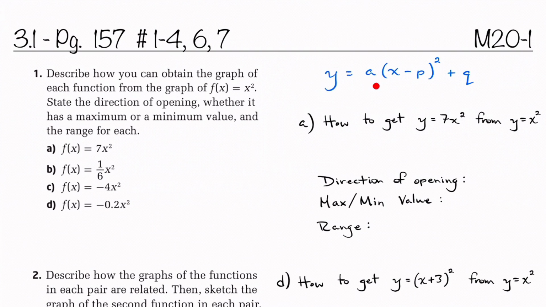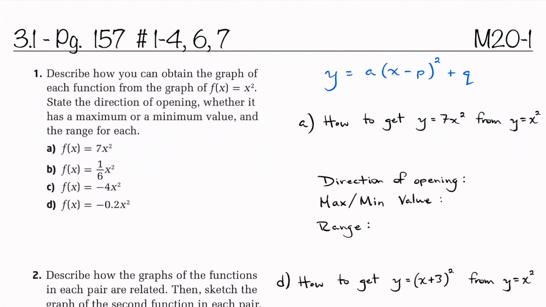So the letter A here in front, that is going to be a vertical stretch, and it is also going to flip the graph if it is negative. So if it's positive, it's just going to stay pointing up, but if it's negative, it's going to then point down. The value P is the x coordinate of the vertex, and it is also a horizontal translation, so slide left and right. The Q is the y coordinate of the vertex, and it is a translation up and down, so it is a vertical translation, slides up and down.